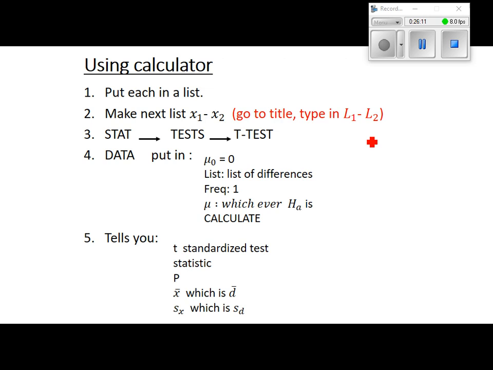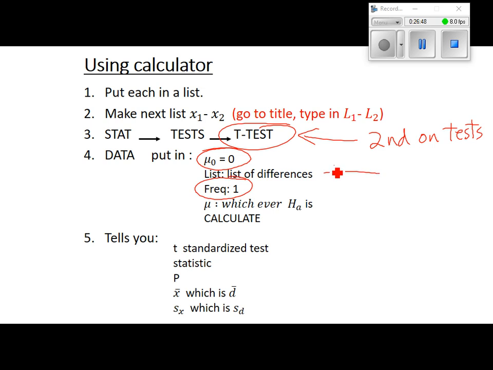Stat test, t-test. Make sure you're going to just t-test. I think, look on the calculators. It's second on test. So we're just going to t-test, not the two sample t-test or any of that other stuff, just the t-test. When you put it in, you've got to make sure Mu0 is 0, frequency is 1. And here you're just going to put in L3 or whichever list the differences is in.